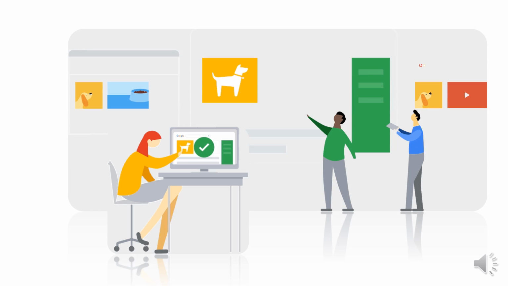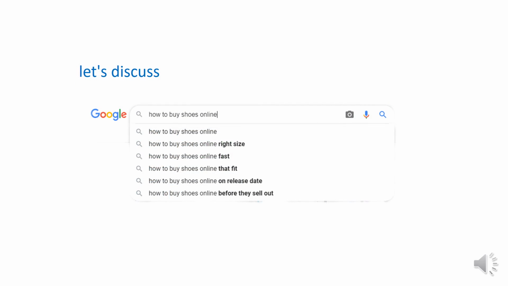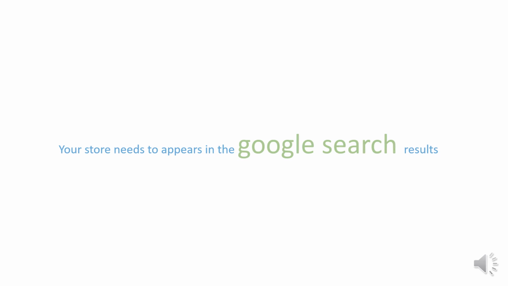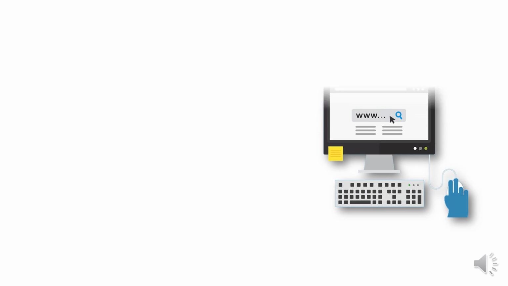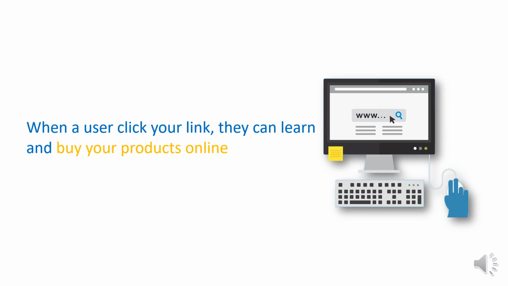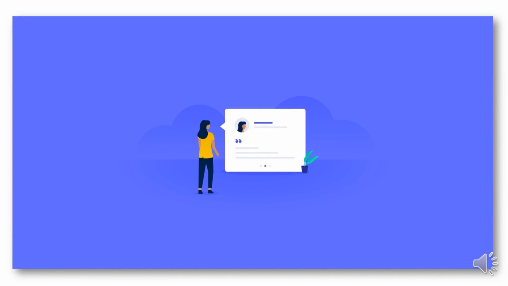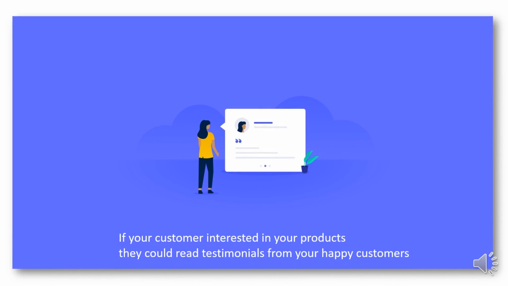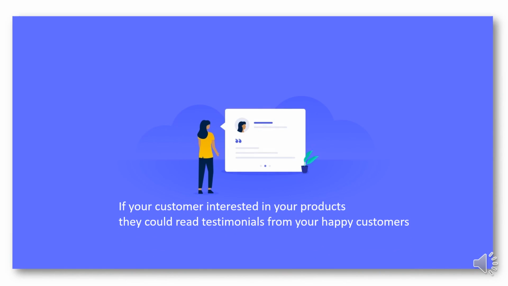Let's discuss. If someone searches for how to buy shoes online, and your store appears in the Google search results, your business benefits are endless. When a user clicks your link, they can learn and buy your products online. If your customer is interested in your products, they could read testimonials from your happy customers. Then they look through the pricing. Here you need to guide the user on whether you offer any discounts for the product.